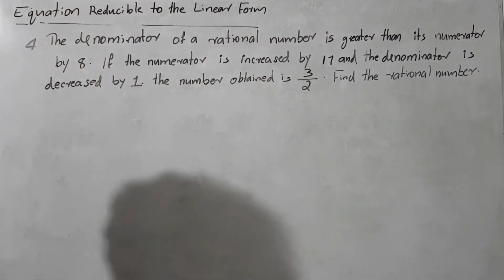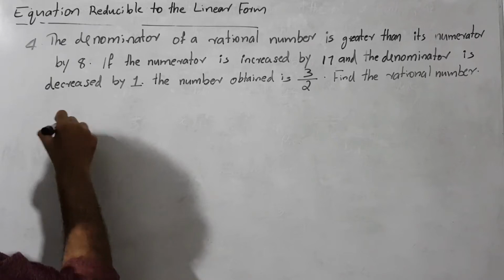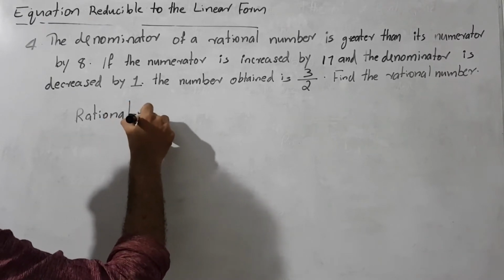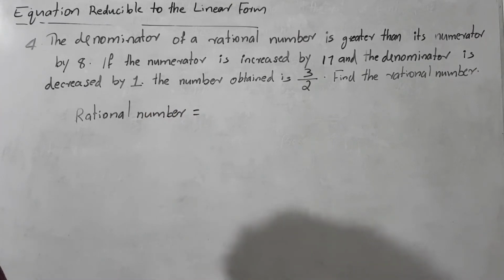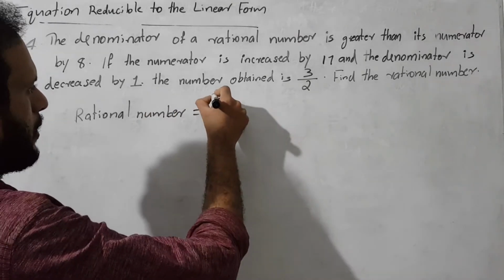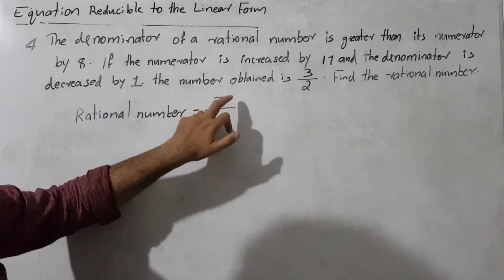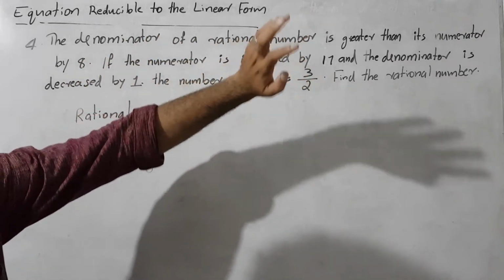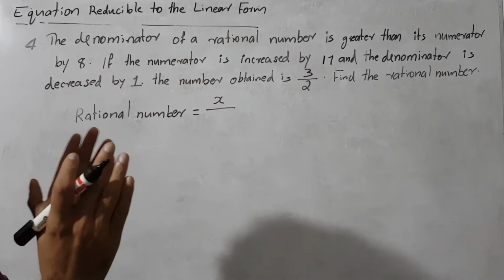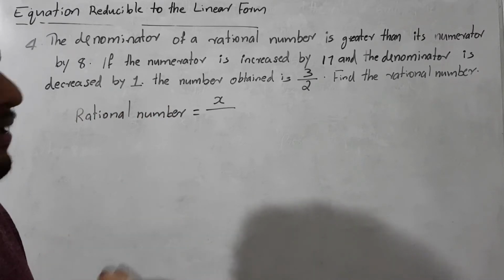So how do we write? We are writing the rational number directly. Rational number is equal to... what is the variable? We choose the variable as the numerator, x by. Then what is the relation of numerator and denominator? Denominator is 8 more than the numerator.